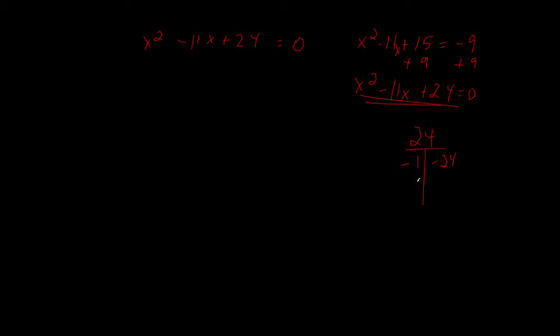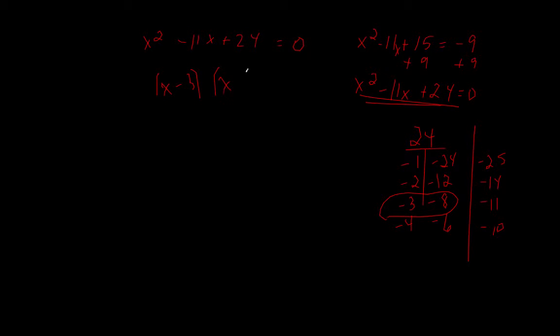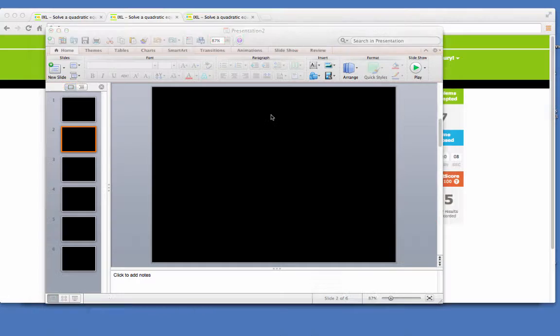So negative 1 and negative 24, negative 2 and negative 12, negative 3 and negative 8, negative 4, negative 6. So negative 25, negative 14, negative 11, negative 10. I want this one. So I get 3 and 8.